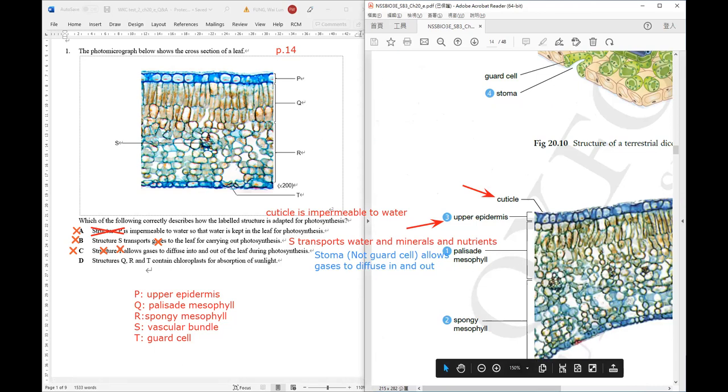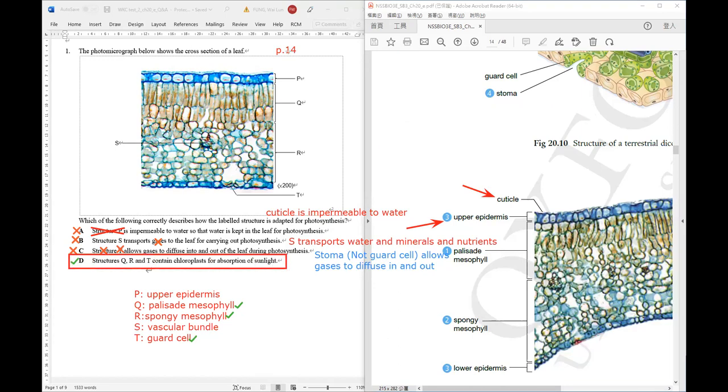So the last one left is QRT. QRT have chloroplast, okay? Mesophyll, guard cell. All three of them have chloroplast. So this question, the answer is D. Okay.